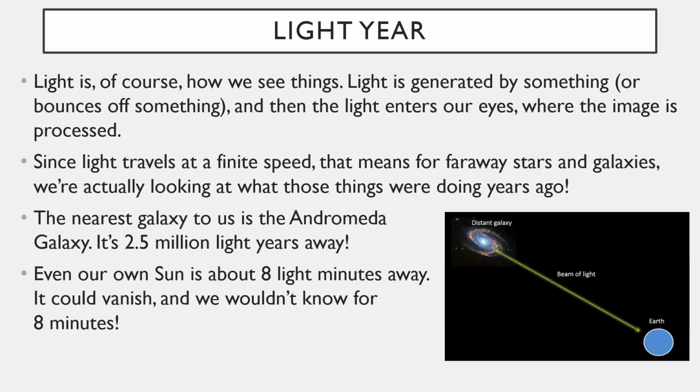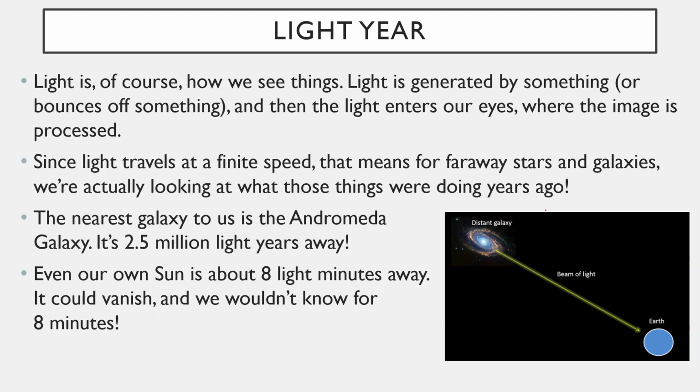Now, light is, of course, how we see things. This is going to be interesting. Light is generated by something, or it bounces off something, and then the light enters our eyes, where the image is then processed, and of course, our brain makes meaning out of it, right? Since light travels at a finite speed, at 300,000 kilometers per second, that means for faraway stars and galaxies, we're actually looking at what those things were doing years ago.